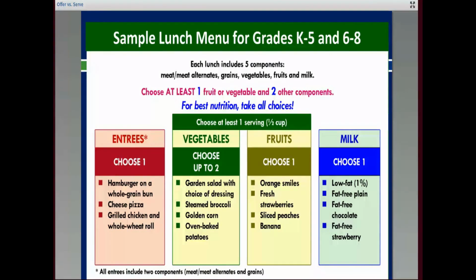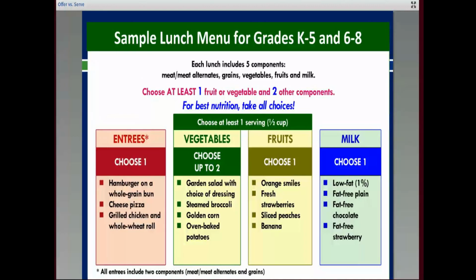Here's an example of a sample lunch menu for grades K through 5 and 6 through 8. This helps students to read and understand what they're able to select before going through the service line. Notice fruits and vegetables are combined to allow students the opportunity to take 1 or 2, or at least 1 serving, that half-cup serving of fruits or vegetables, and then telling students to take an entree as well as a milk. But under offer versus serve, there is no specific component requirement except for that half-cup serving of fruit or vegetable.